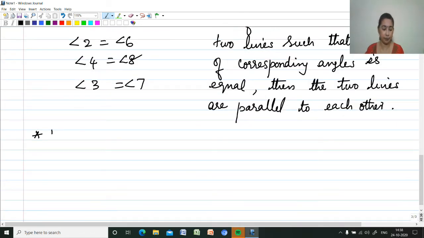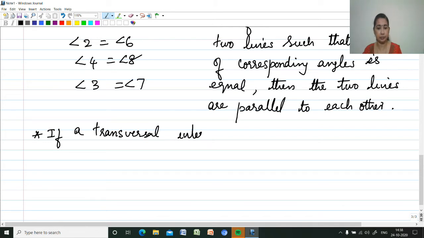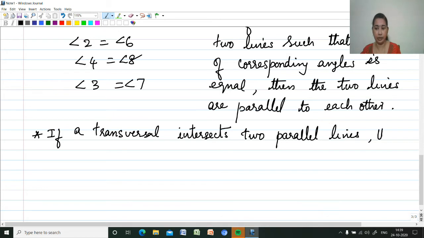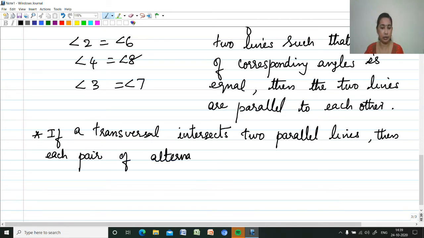So next one is, if a transversal intersects two parallel lines, then each pair of alternate interior angles is equal.